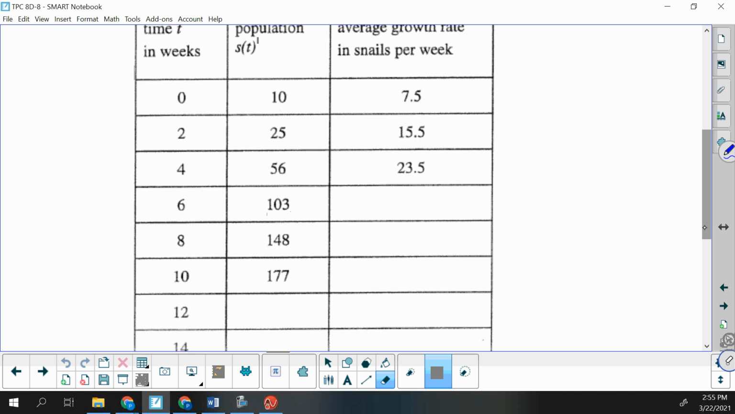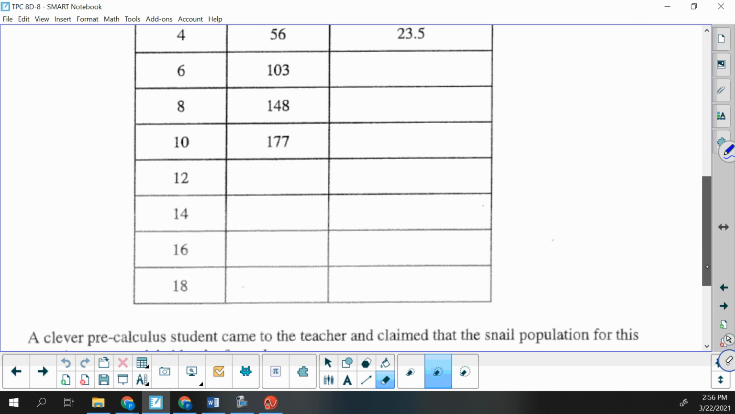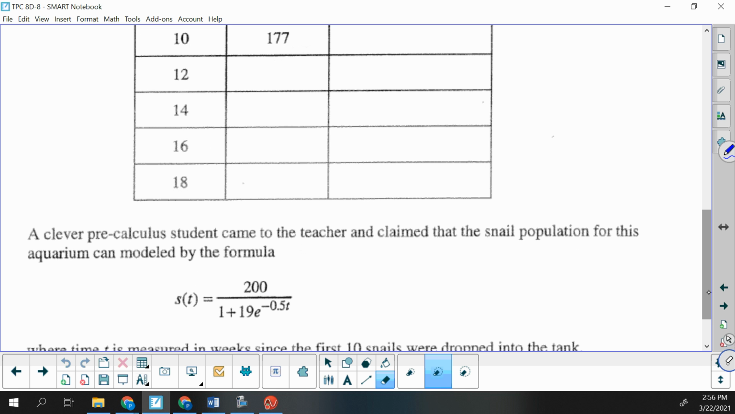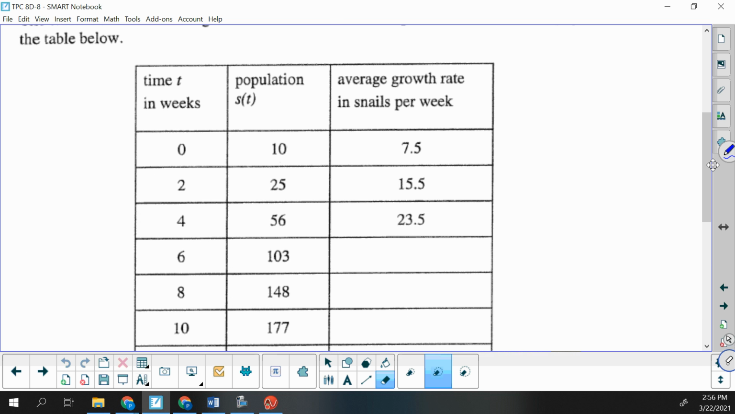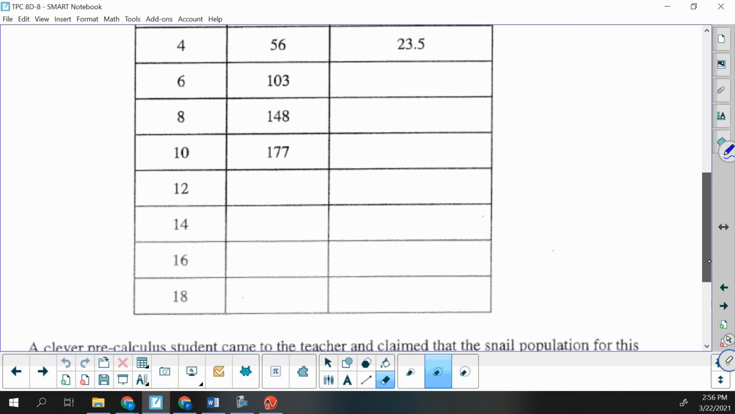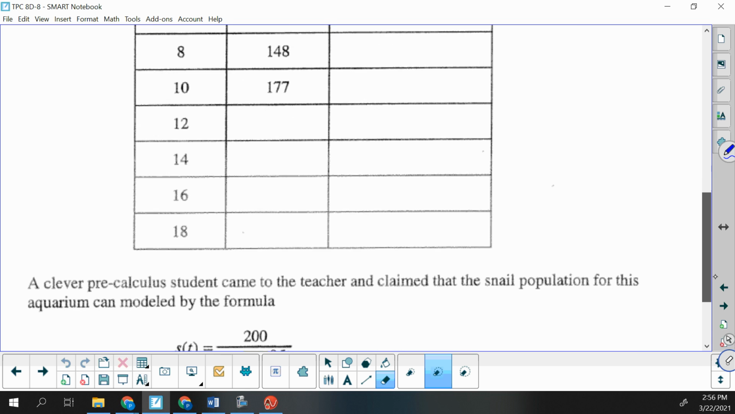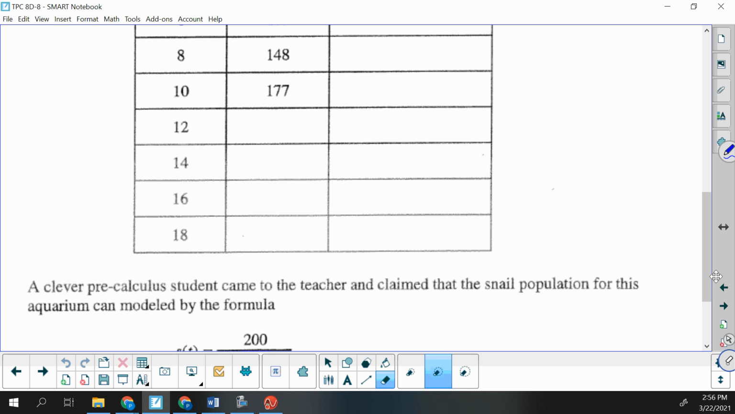So if we look at the table, we're missing some things. So first off, we only have up until 10. Well, if we go down to the bottom, notice they give us an equation. They said a clever pre-calc student came up with this equation for it. So the first column there, that's your T. And then our population, the 10, 25, 56, is what we're getting back. Now, we need to round these to the nearest whole when we are doing them.